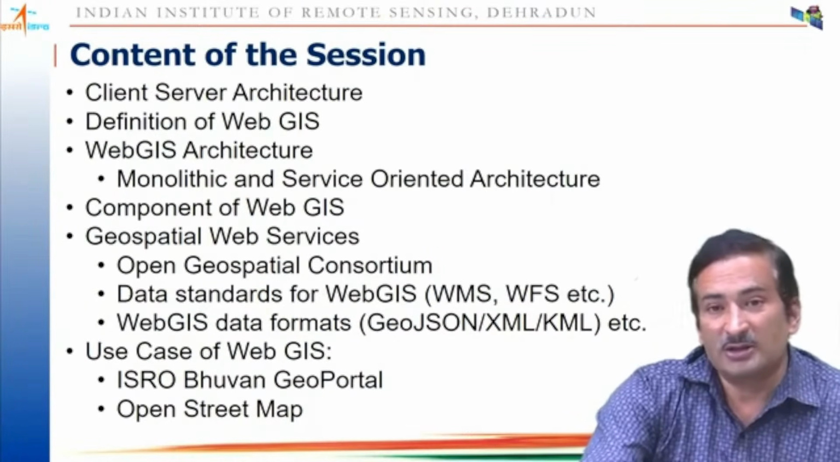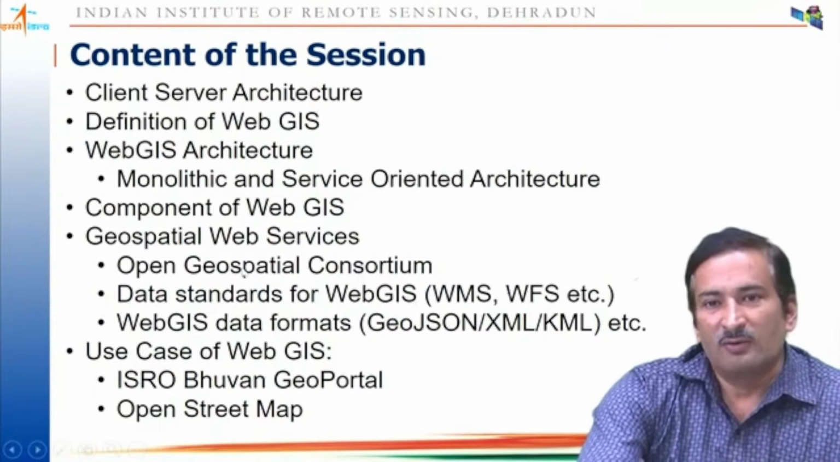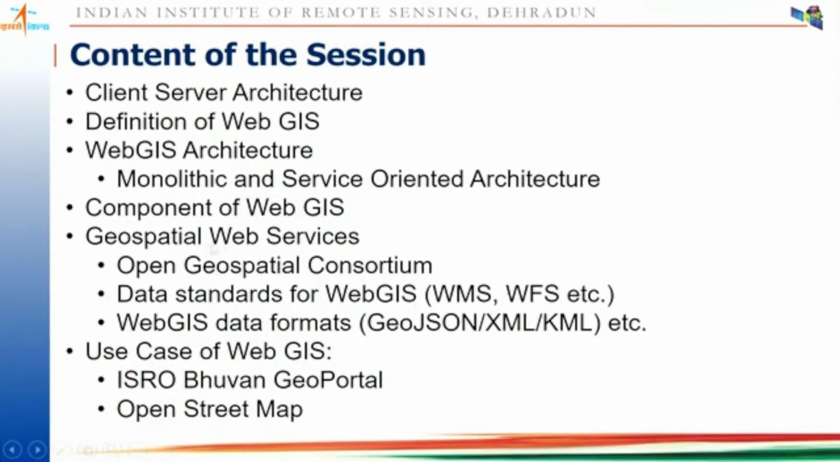And similarly, we will talk about the various components of GIS. We will also talk about the geospatial web services. Although I was talking about a service oriented architecture, we will see how GIS data are converted into a web service. There is something called the Open Geospatial Consortium, a very global agency which is making the standards for GIS data to be converted into a web service. So there are certain standards like WMS, Web Map Services, and Web Feature Services. We will be talking about these things also.